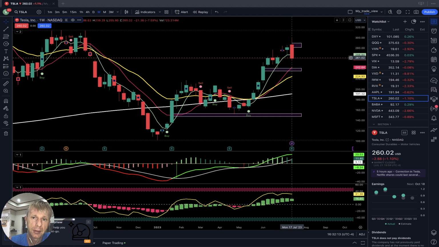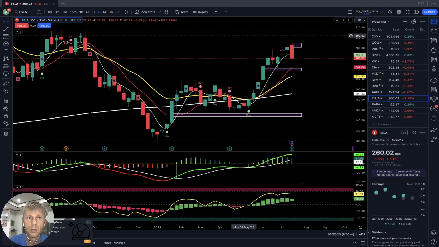You see, it just connected. It was disconnected from MA5. It connected to MA5 and closed below, but still disconnected from MA10 and 20. Still kind of positive bullish.